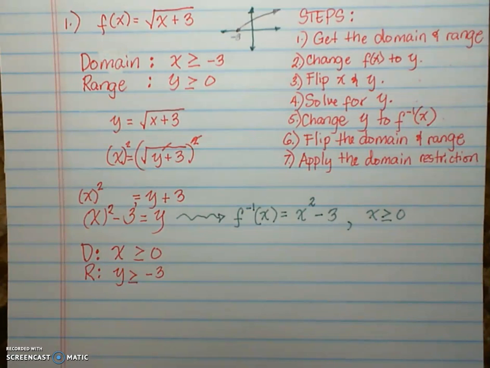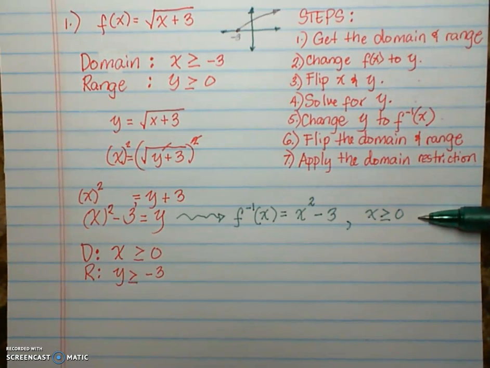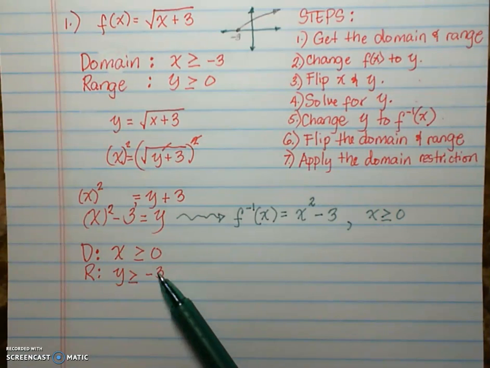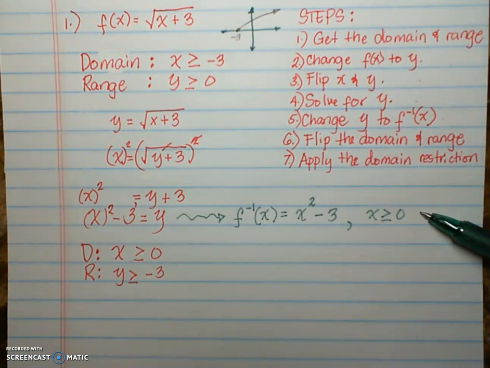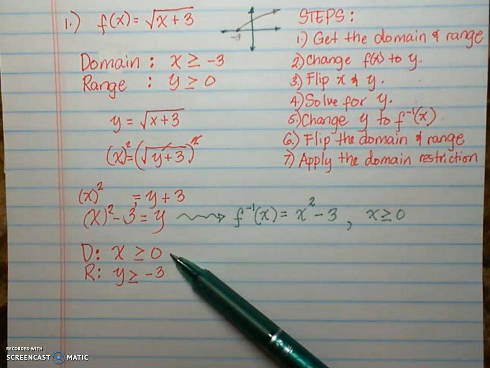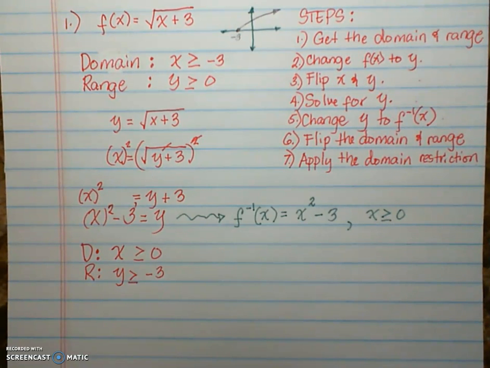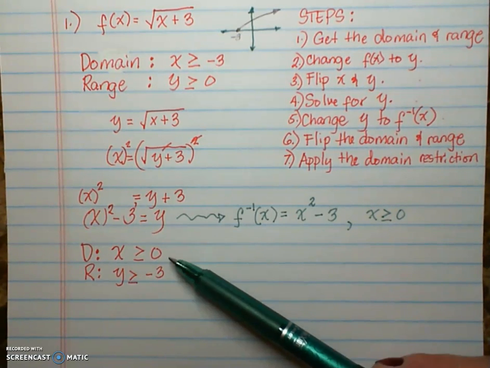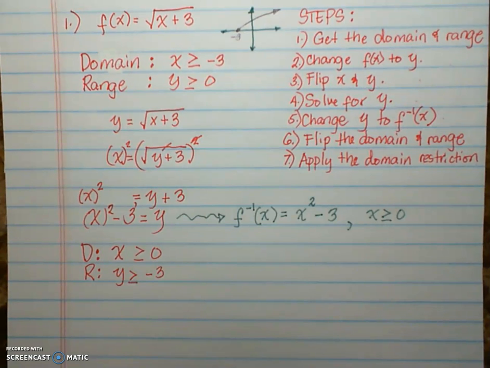And so now your final answer for this problem is going to be the inverse function of x equals x squared minus 3 with the restriction of the domain being x greater than or equal to 0. So you might ask, why is the domain the only one we are restricting? Yes, that's the only one we are restricting. Every time you get an inverse function, you don't restrict the range, it's only the domain we are restricting.